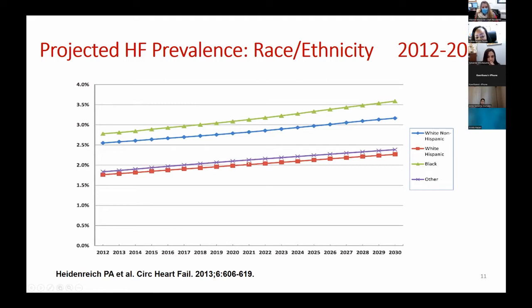Other would be the other groups that we talked about, which is not as well defined because we would have to break down among the groups, but suffice it to say that it's projected that heart failure will increase among all groups, but more so in African Americans or Blacks.